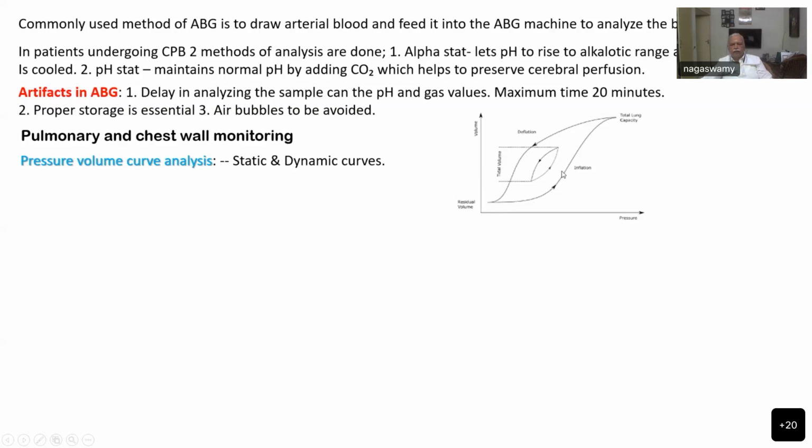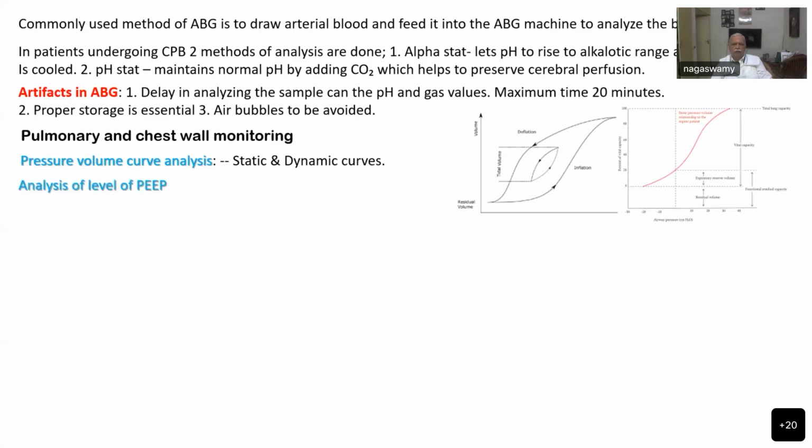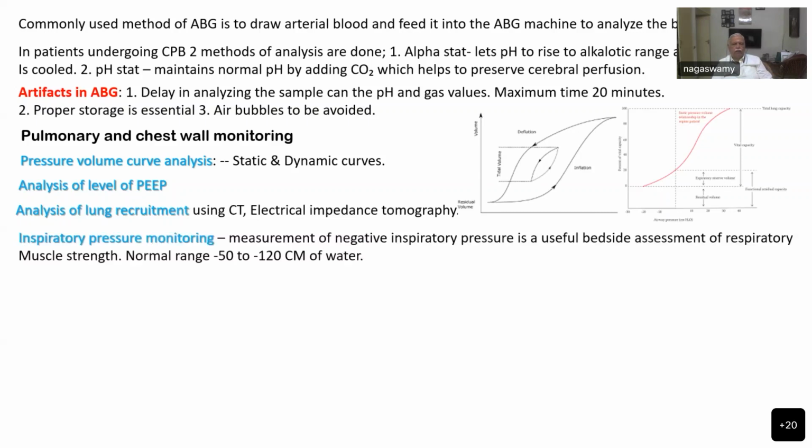Whenever the inflation pathway is not the same as the deflation pathway, that is what is called hysteresis. So when the inflation or inspiratory pathway and the expiratory pathway are different, it forms something like a loop, that is called hysteresis. There you can use pressure here and volume here, and that will tell you about the pulmonary and chest wall mobility. This is how the graphic displays will come. And you can do analysis of the level of PEEP, and analysis of lung recruitment using CT and electrical impedance tomography.